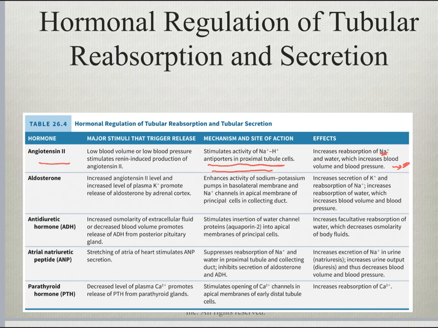Aldosterone. Aldosterone is going to be seen major stimuli when an increase in angiotensin 2 levels and increased level of potassium in the plasma promote the release of aldosterone by the adrenal cortex. Overall mechanism, we're going to enhance activity of those sodium-potassium pumps in the basolateral membrane and sodium channels in the apical membrane of our principal cells.